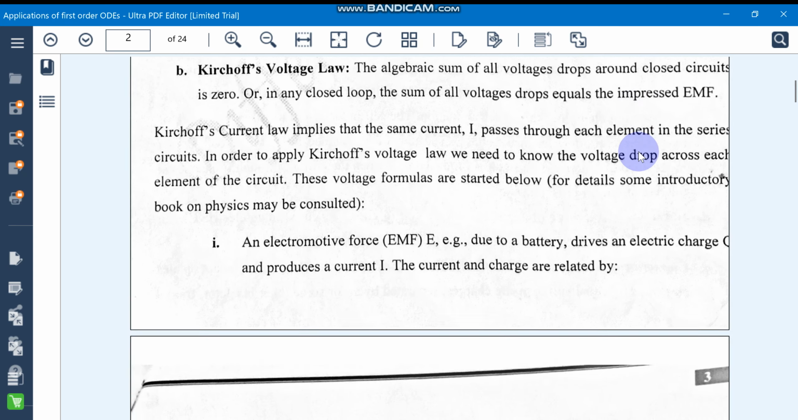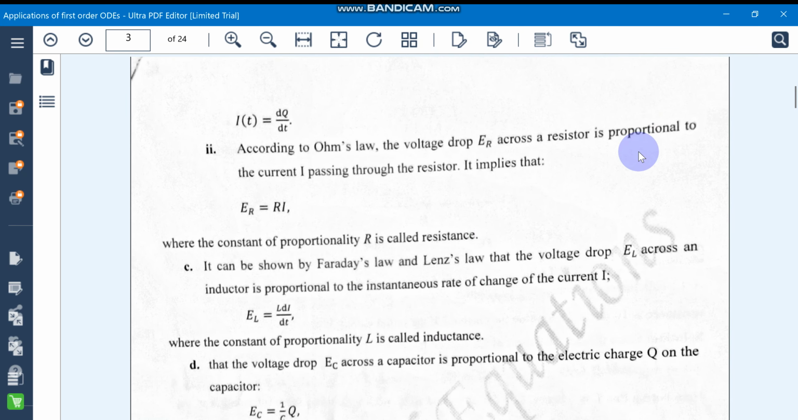Similarly, Ohm law says that the voltage drop across a resistor is given by IR. For example, if there is a resistor which has a resistance R ohm and the current flowing through this resistor is I, then the total voltage drop across this resistor will be Ri.